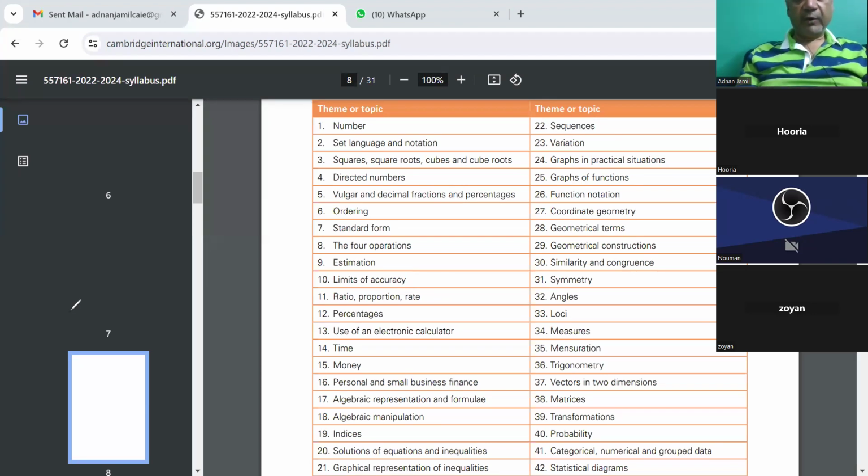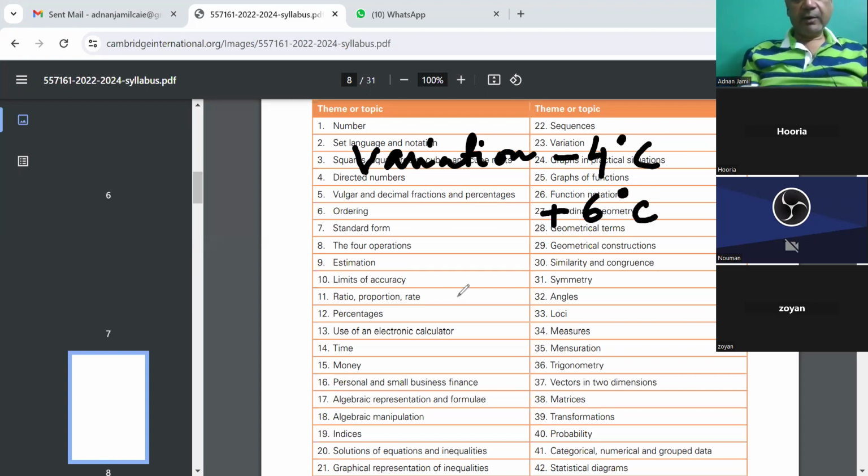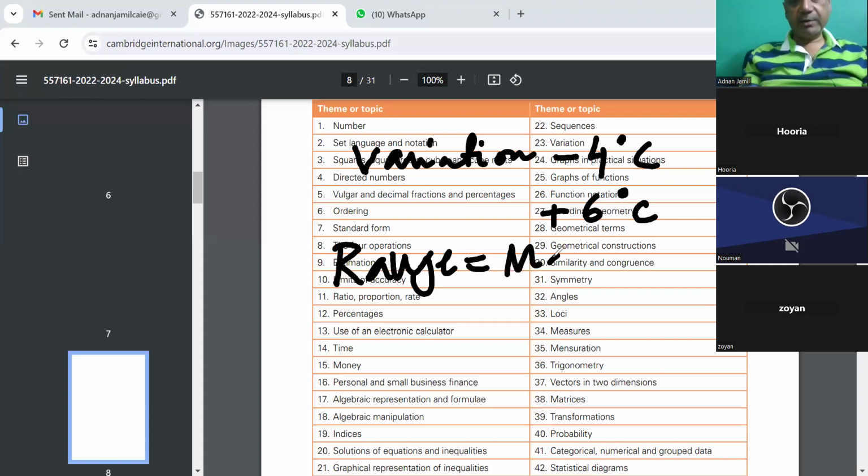Just say, for example, the things given for directed numbers. Directed numbers means the variation in temperature, for example. If they say that the temperature in the night is minus 4 degrees, and in the day it is plus 6 degrees, what is the difference between the temperatures? So they say find the range. What do you do? Maximum minus minimum. This is the meaning of directed numbers.